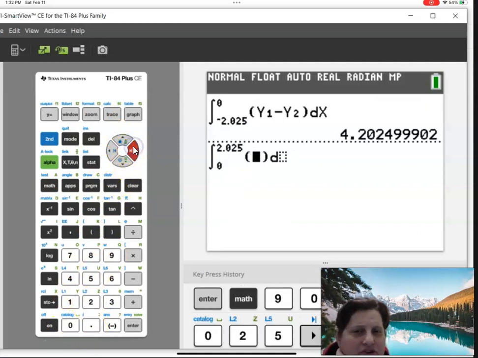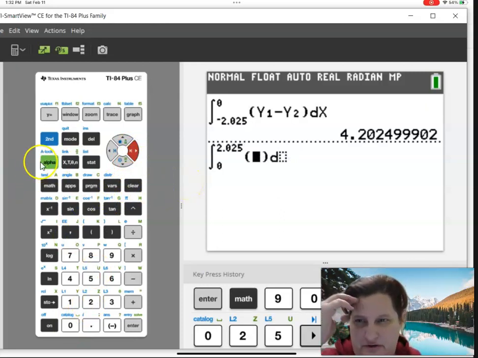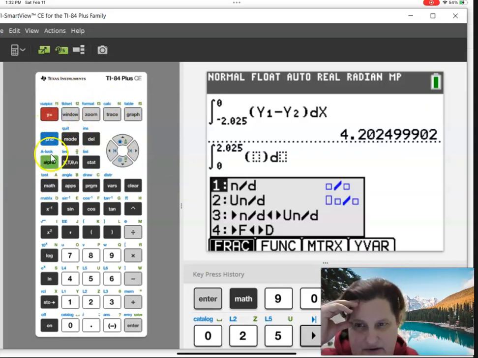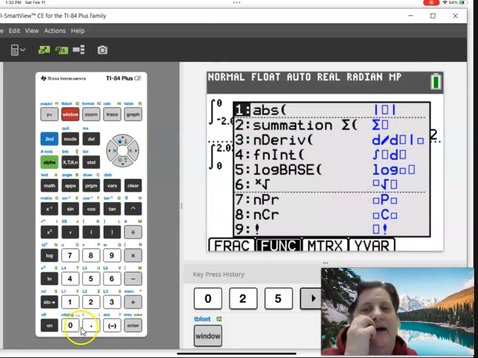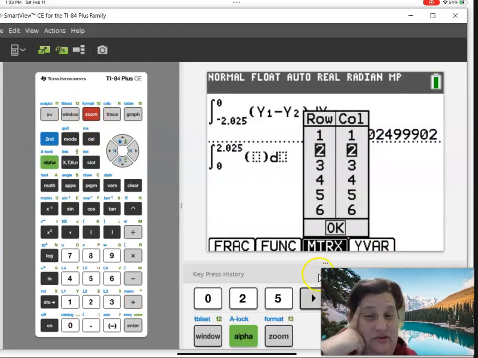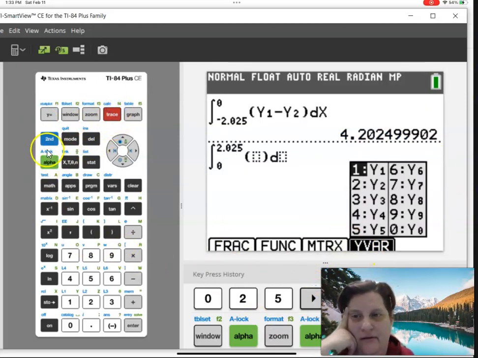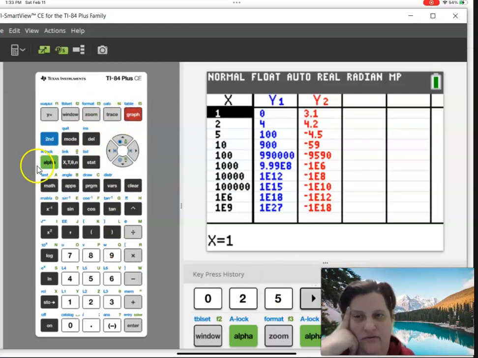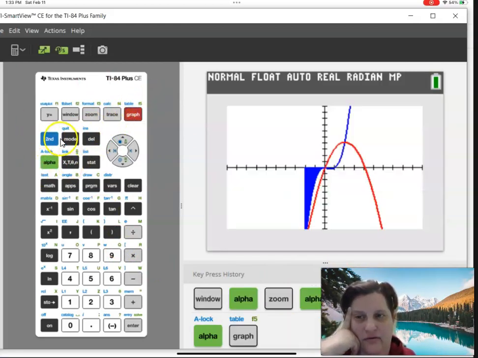All right, my second area now, I'm going from 0 to positive 2.025. And this time I'm doing g minus f, so you're going to do y2 minus y1. There's one other spot you guys can find those that I want to show you. It's under one of the secret keys, which is like alpha something. Sometimes I forget, so I just go through them. Alpha y equals is the fraction stuff. Alpha window is absolute value, some of that other stuff's in there. Alpha zoom has to do with matrices. Alpha trace is your y1s. And alpha graph is nothing, I guess.